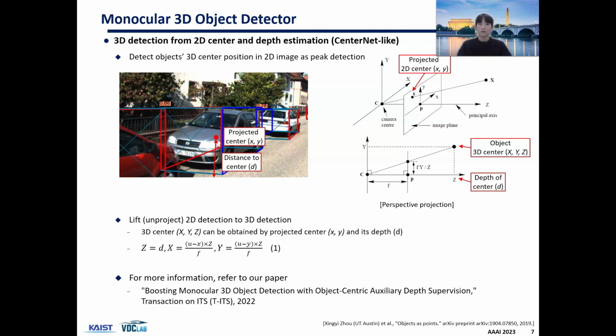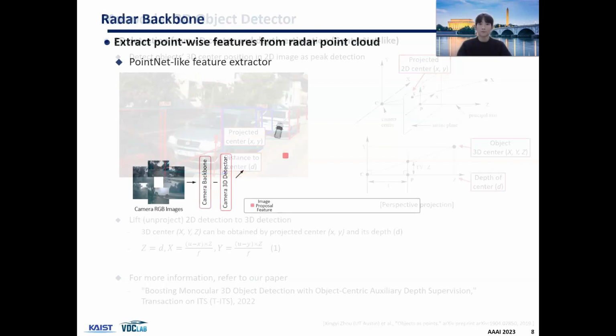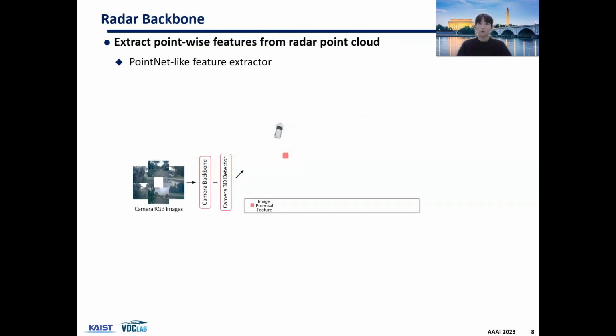We extend this CenterNet-like architecture with a few modifications to predict more accurate depth and its uncertainty. Note that proposing a 3D camera detector is not the main contribution of this paper, so refer to this paper if you are interested. So now we have 3D predictions from the camera-only 3D detector. More specifically, we use the 3D prediction results as proposals for the following stages, and we use not only the 3D bounding box but also its features at the center point.